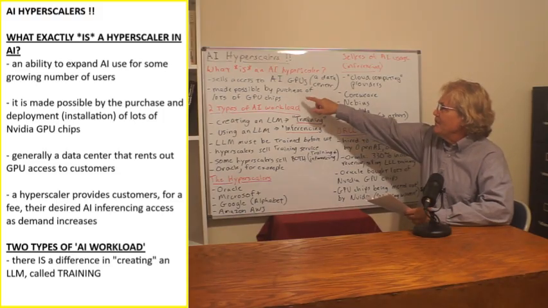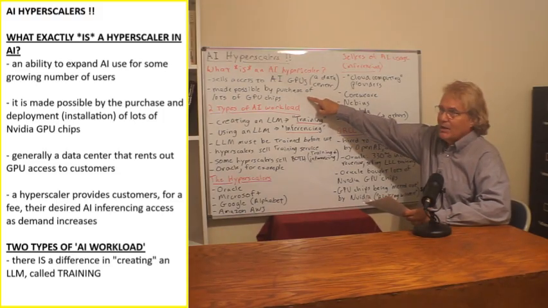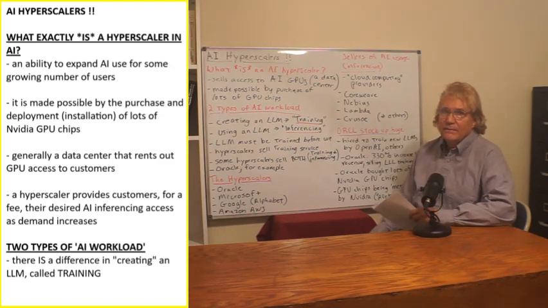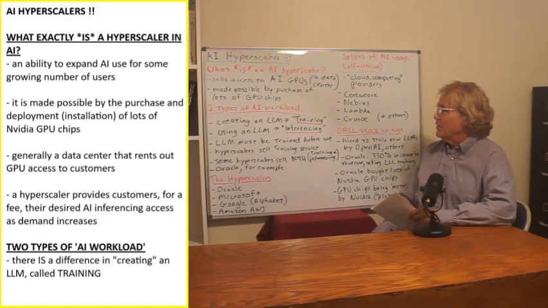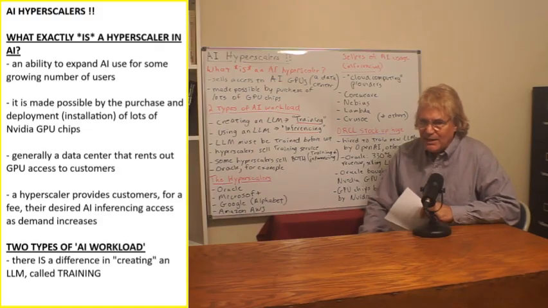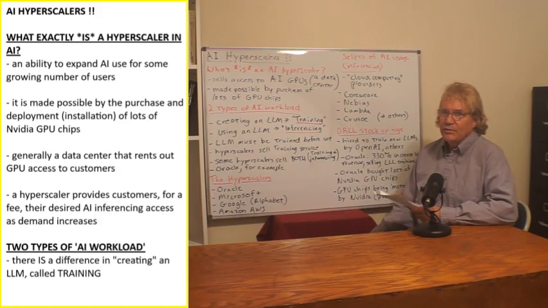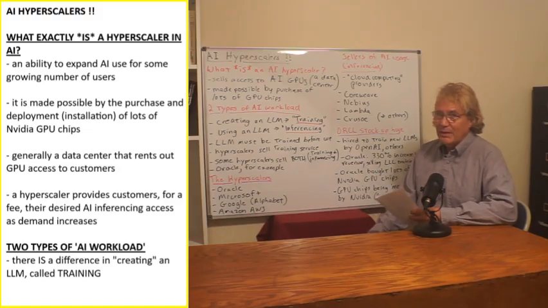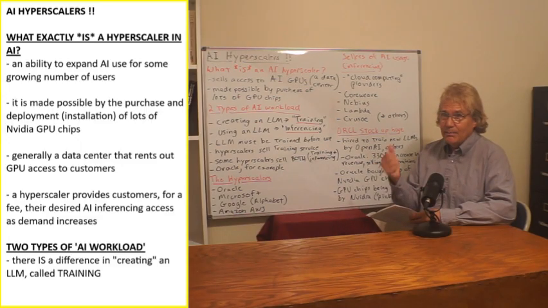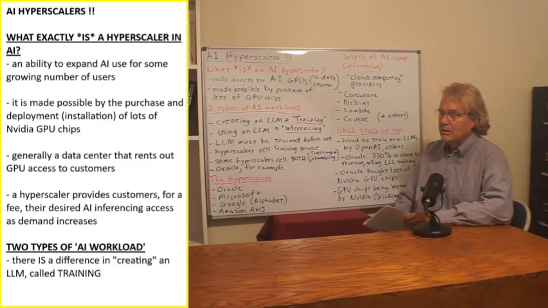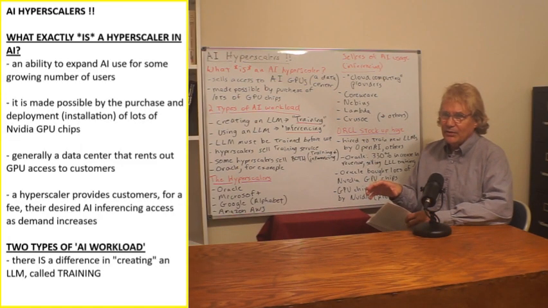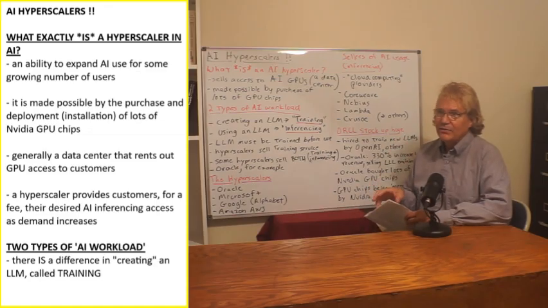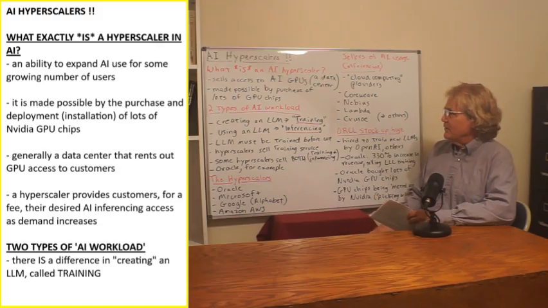Hyperscalers are made possible by the purchase of lots of mostly NVIDIA GPU chips, graphics processing unit chips. So a hyperscaler will buy as many GPU chips as they can, build a data center, and start leasing out space for training and possibly for inferencing, for using the artificial intelligence. I'm going to explain what training is and what inferencing is. Those are the two main things that AI, artificial intelligence, is used for.